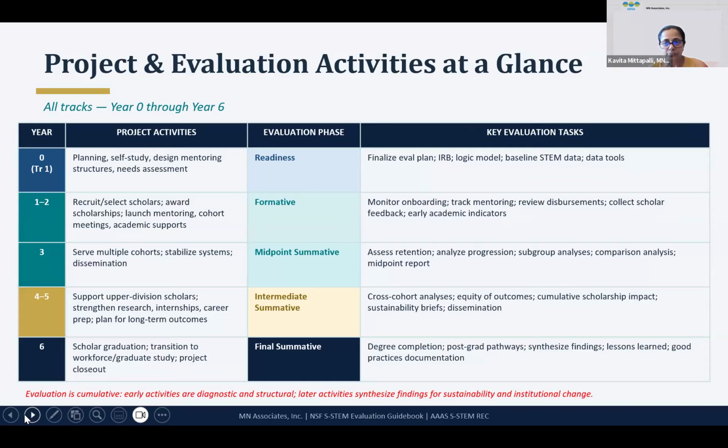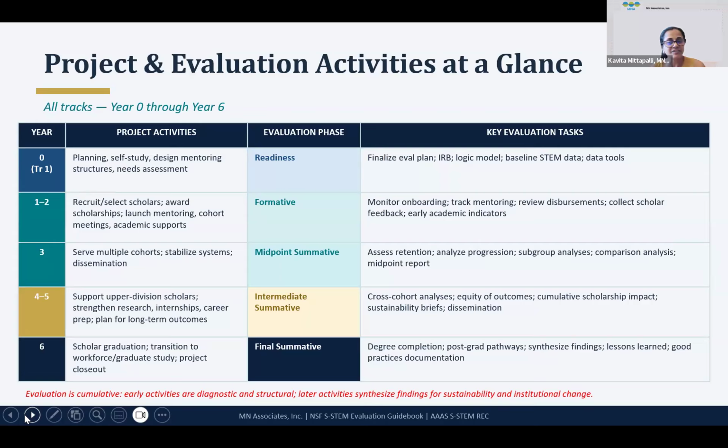Year 0, readiness. Year 1 to 2, formative. Year 3, midpoint summative. Years 4 and 5, intermediate summative. And year 5, the final summative. So the arc is one of progressive evaluation and maturation. Early evaluation is also diagnostic. Keep in mind, it is providing feedback, and it also documents some good practices from the field, right?